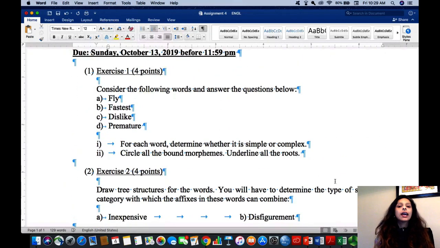The first one has to do with some words that I've given you, and I want you to answer whether these words are simple or complex. A word is simple if it has only one morpheme, and a word is complex if it has more than one morpheme. For the words that are complex, I want you to circle all the bound morphemes. And for all the words, I want you to underline the roots of the word. So underline the root of the word and circle all the bound morphemes for question number one.